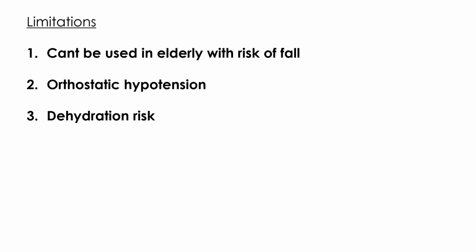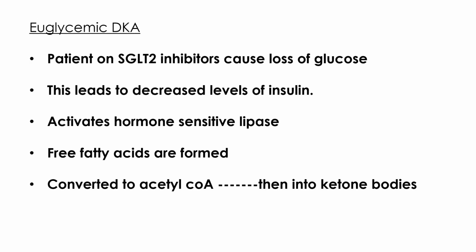But there are certain limitations. The limitation is that SGLT2 inhibitors can't be used in the elderly with a risk of falls, can't be used in orthostatic hypotension, and can't be used in patients with a dehydration risk because of loss of water. Another complication of SGLT2 inhibitors is euglycemic diabetic ketoacidosis.